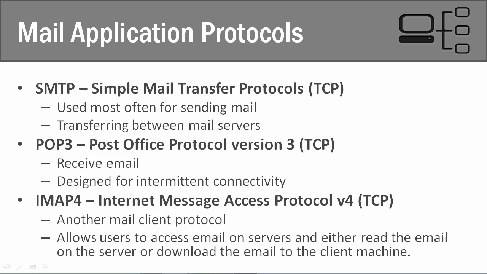SMTP is a protocol that we use for sending emails. So it allows you to transfer emails between different mail servers. So for example, if you're on Gmail or if you are on Outlook and you're typing up an email and you send it to your mail server to send it off, you're going to use SMTP to send that email from your browser with Gmail or your Outlook client off to that mail server for it to be sent off to another email server.